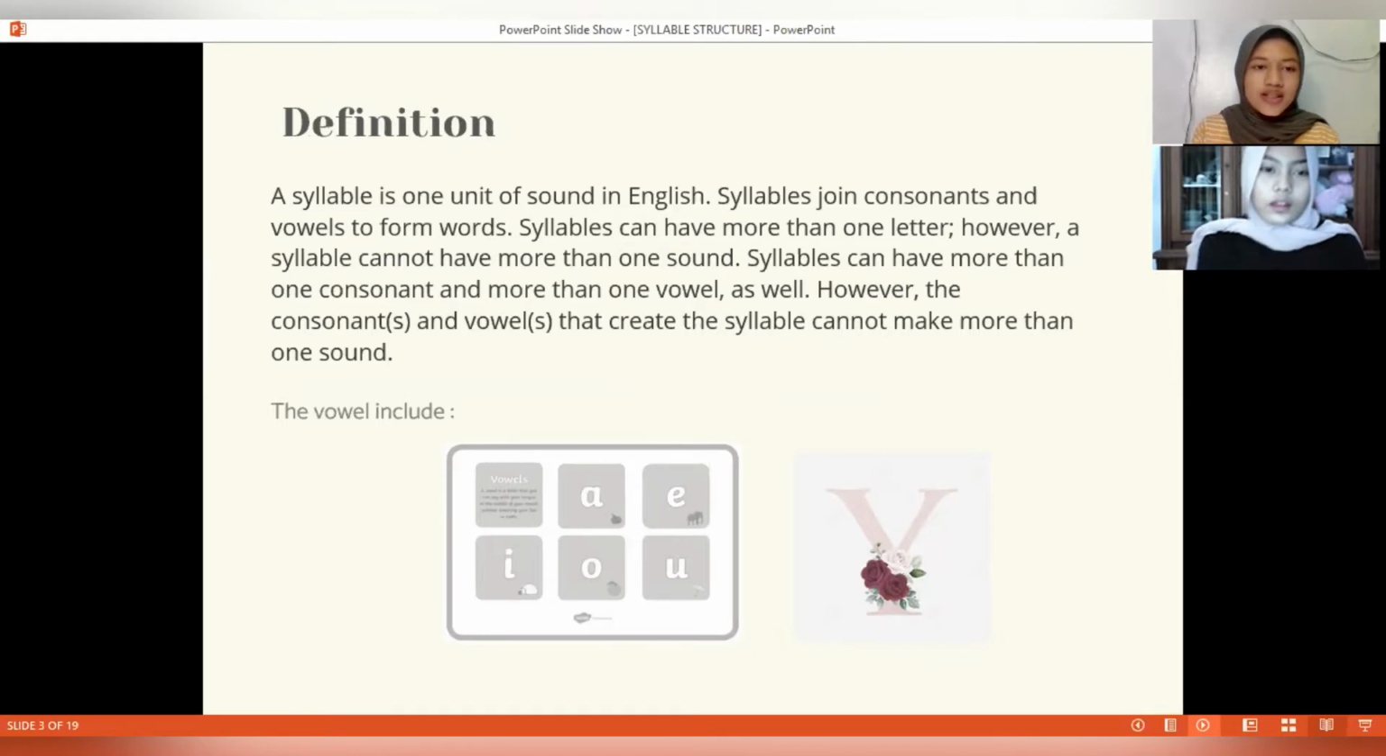The definition: a syllable is one unit of sound in English. Syllables join consonants and vowels to form words. Syllables can have more than one letter. However, a syllable cannot have more than one sound. Syllables can have more than one consonant and more than one vowel as well. However, the consonants and vowels that create the syllable cannot make more than one sound. The vowels include A, E, Y, O, and U.